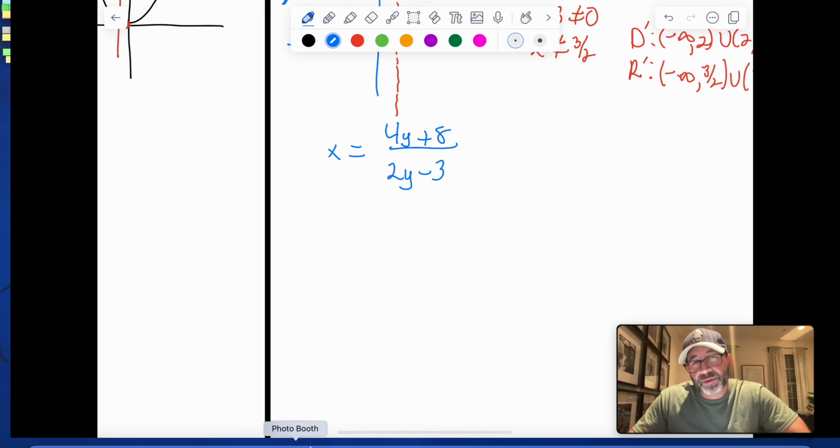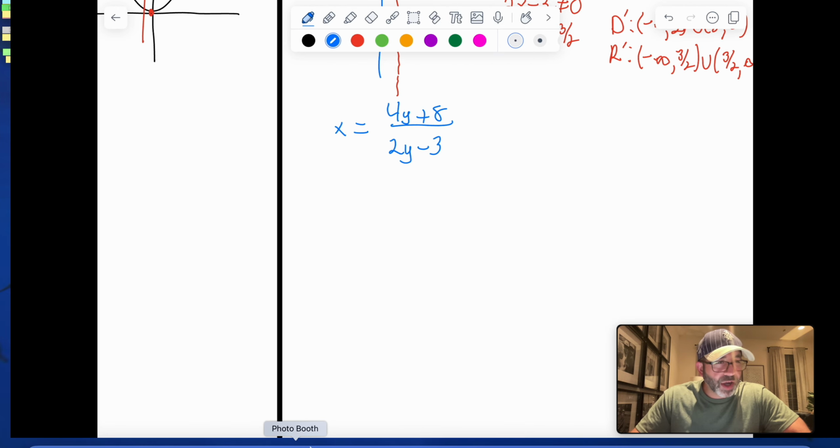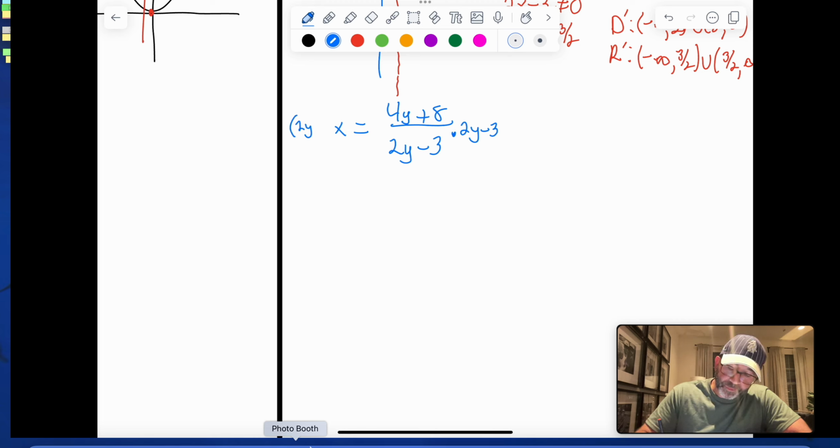So we have to try to solve for y again. Try to pause it and see if you can figure it out. Okay. I'm going to go ahead and continue. So to do this, you multiply both sides by 2y minus 3. Okay. What this will do is it will cancel out those denominators on the right side. We're going to be left with 2xy minus 3x is going to equal 4y plus 8.